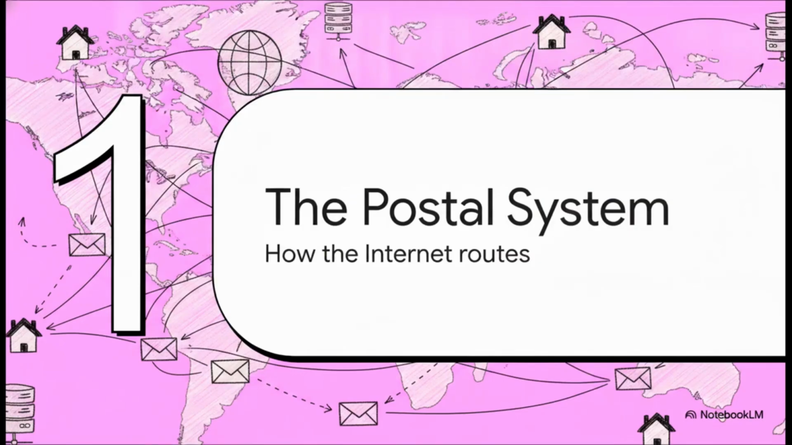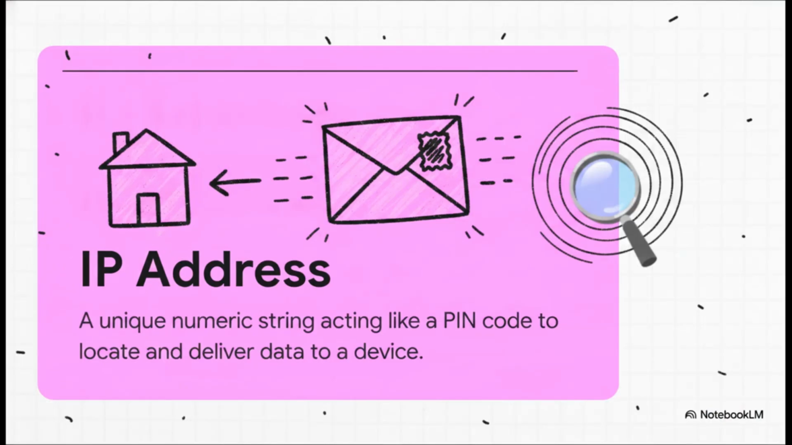All right, Section 1, the Internet's postal system. To really wrap your head around the Internet, you've got to frame it as this massive, global network. And right at the heart of its routing system is the IP address. Think of this just like a postal PIN code or a physical home address, but for your digital device. Look at it this way. If someone wants to mail you a physical letter, they absolutely need your home address, right? Well, the Internet works exactly the same way. Without this unique numeric string, the Internet protocol literally wouldn't know where to locate you. That means your computer couldn't send or receive a single file from the web.